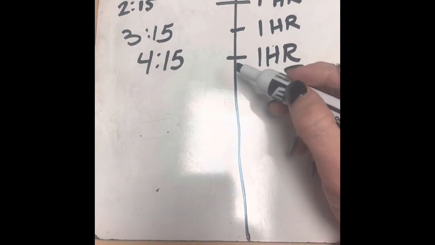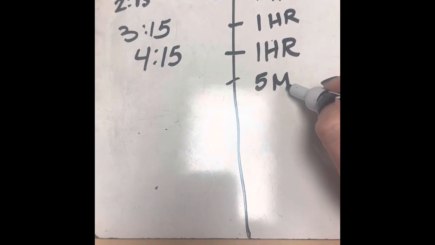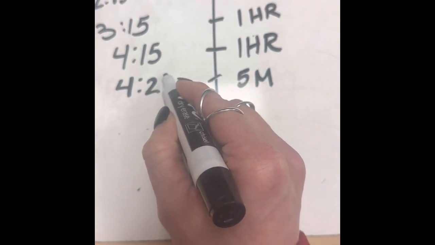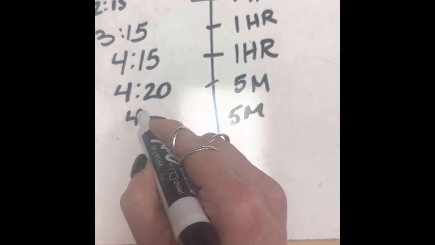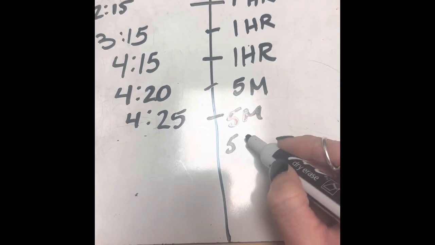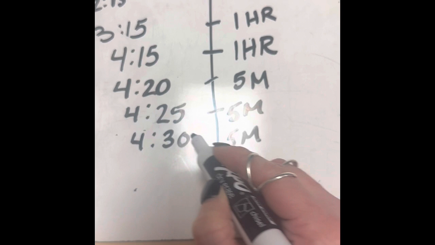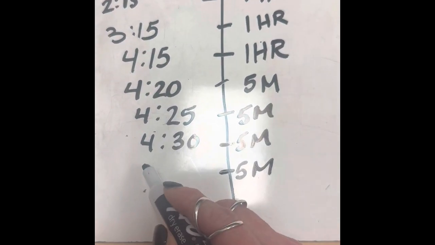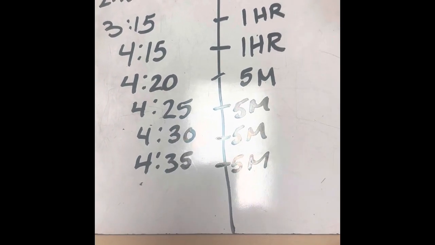I will start with 5 minutes, so I add 5 minutes. That's 4:20. 5 minutes, 4:25. 5 minutes, 4:30, and then 5 more minutes, 4:35, and that gets me to my end time.